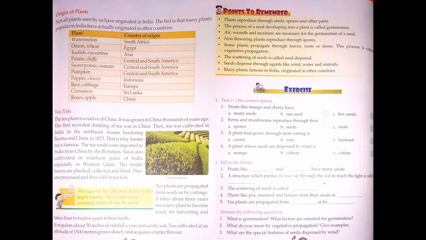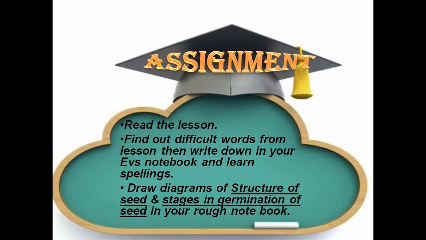Before winding up today's session, children, I have some assignment for you. You have to read the lesson. While reading the lesson, you will find some difficult words and then write them down in your EVS copy. After writing them down in your EVS copy, you will learn all their spellings. Then you will practice to draw the diagrams in your rough copy. Diagrams of structure of the seed and different stages in germination of seeds.